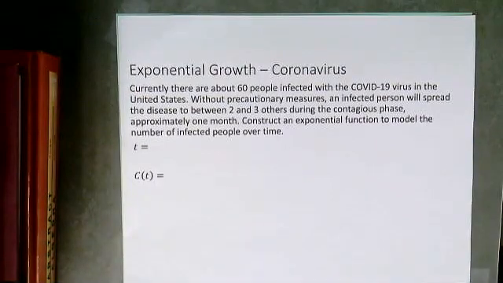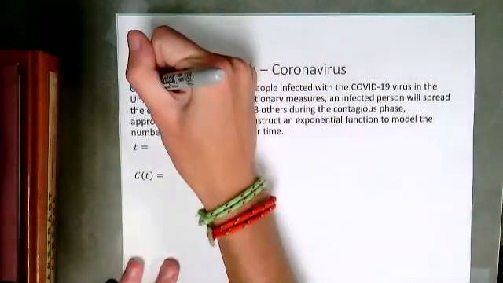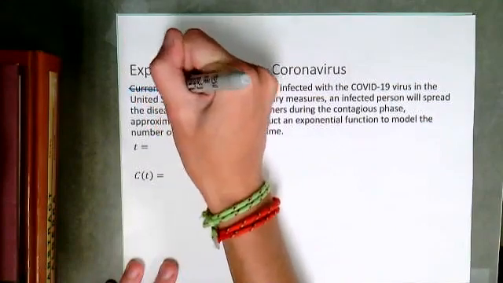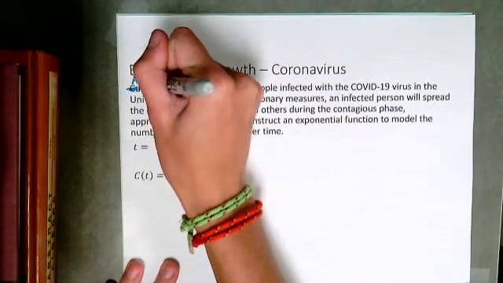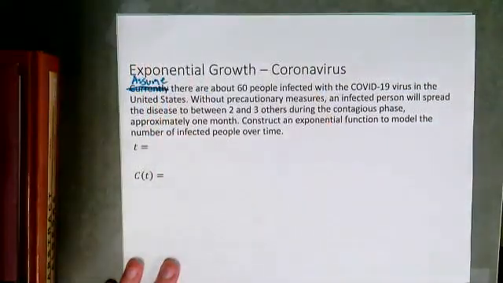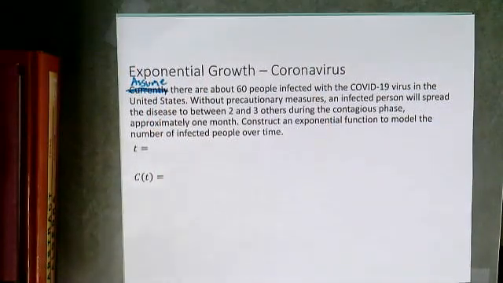And look at that, coronavirus. You can never escape it. This example was made in the spring, so we're not going to say currently because it is way past 60 cases. We're just going to say assume, because we have a lot more than 60 currently, but that's okay. Assume there are about 60 people infected with the COVID-19 virus in the United States.